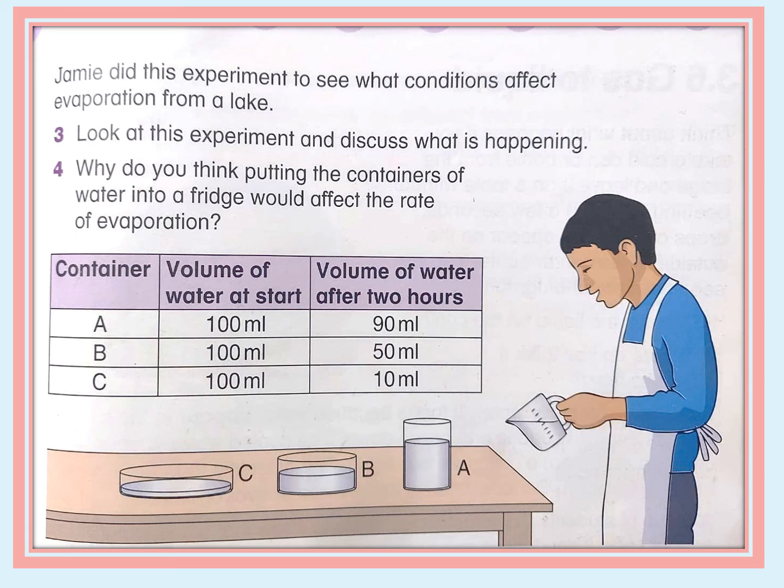Remember, evaporation is greater when the temperature is higher because the liquid particles or molecules have more energy and move faster. So the likelihood that the particles will escape or evaporate from the liquid is greater. Evaporation only occurs at the surface of a liquid, where the liquid molecules are able to escape into the air and become a gas. So the bigger the surface area, the greater the evaporation. Movement of air over the surface of a liquid will also increase the rate of evaporation.